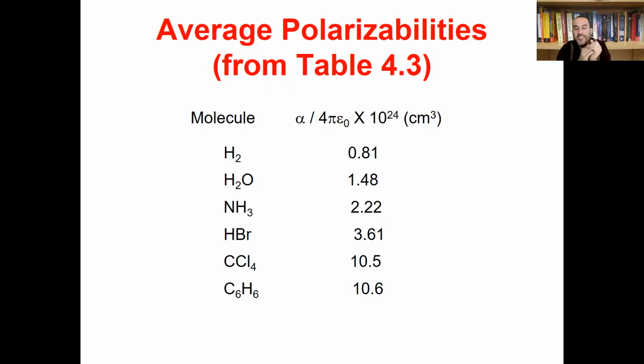So it takes a larger, say, electric field to distort that electron cloud away from the proton. Whereas in large molecules, the distance between the electrons and the proton is larger, so that's why they are polarizable. That means that they are susceptible to the presence of an electric field.